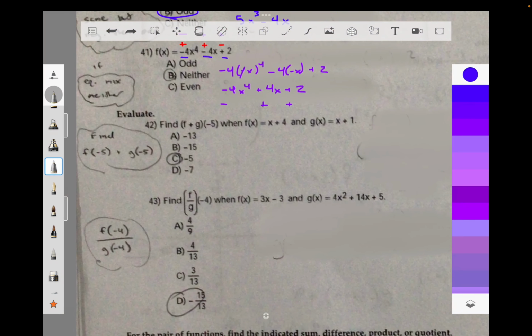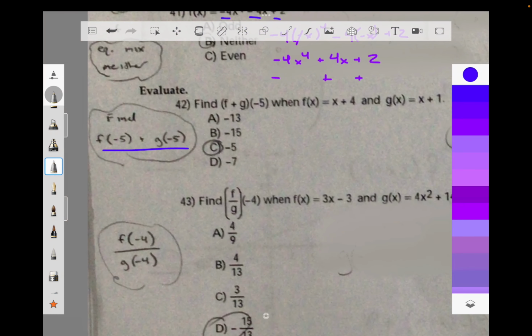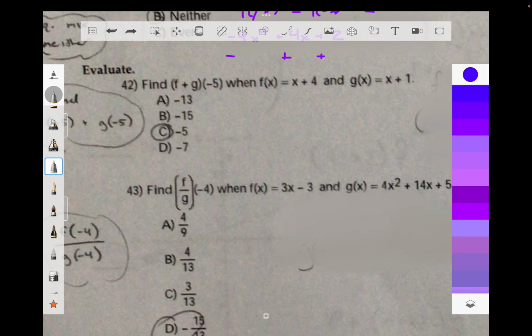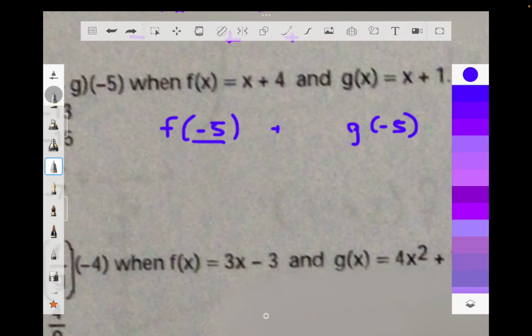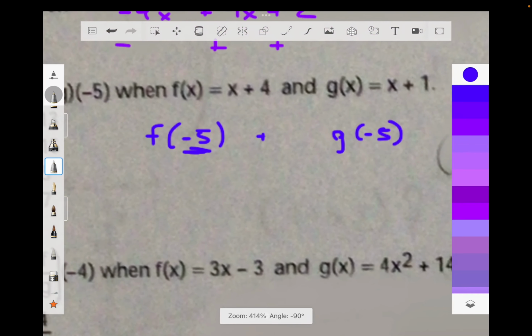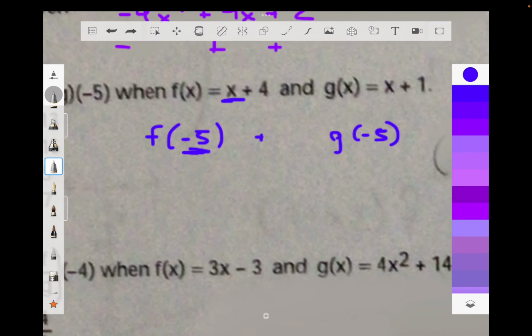Find f plus g of -5 when f of x is that, g of x. I don't like how they write this, but it's the same way of saying f of -5 plus g of -5. And remember, when you have this -5, it's just saying replace all the x's in this equation with -5.